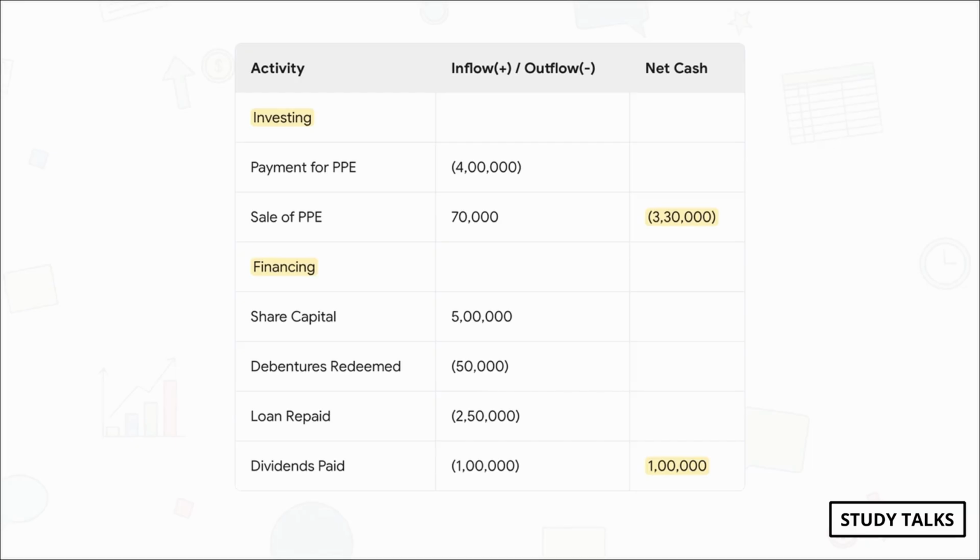Next up, investing and financing. Under investing, we see a big $4 lakh outflow to buy new equipment, but we got $70,000 back from selling some old stuff, giving us a net outflow of $330,000. Then for financing, we had a huge $5 lakh inflow from new shares, but that was balanced by outflows to pay back debentures, loans, and dividends. And remember what I said earlier? We have to show these gross inflows and outflows separately, don't just net them up.